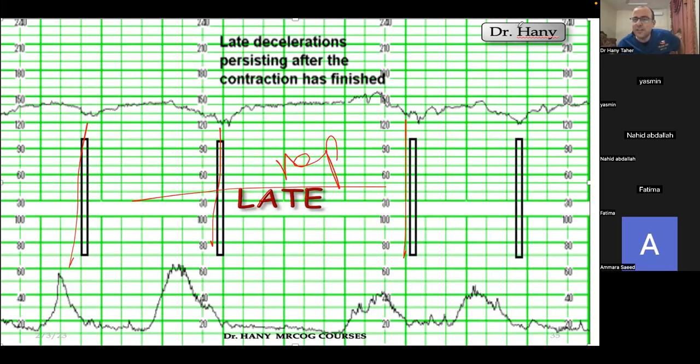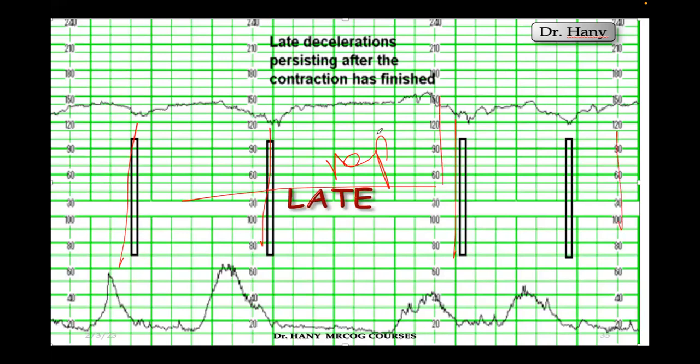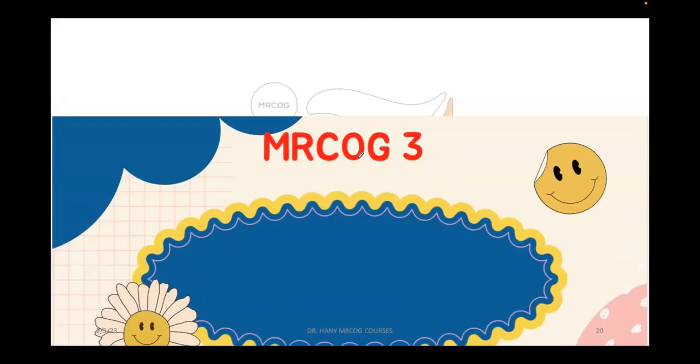So I need to see the 30 minutes. Is this trace 30 minutes? No, it is not. Yes, it is 30 minutes. So this is pathological: late, repetitive decelerations for 30 minutes or more, so this will be a pathological CTG according to the new classification. What will be the action? You will do resuscitative maneuvers, conservative measures, fetal scalp stimulation, then expedite the delivery. Fetal blood sampling is a waste of time.